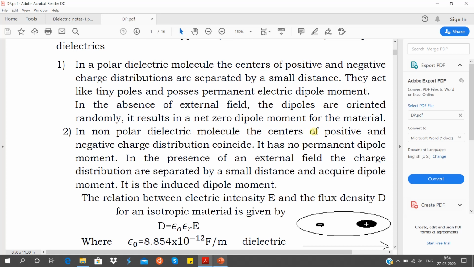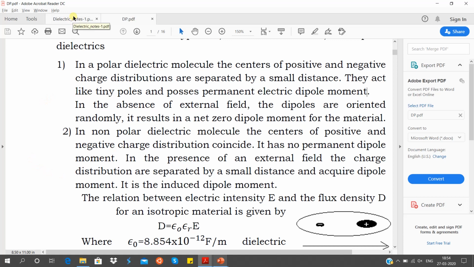Now coming on to non-polar dielectrics, that's the second classification. Here the positive and the negative charges coincide, their centers coincide. That means there is no permanent dipole moment. Whenever I apply an electric field, these charges will get separated and they get dipole moment. You call this induced dipole moment.